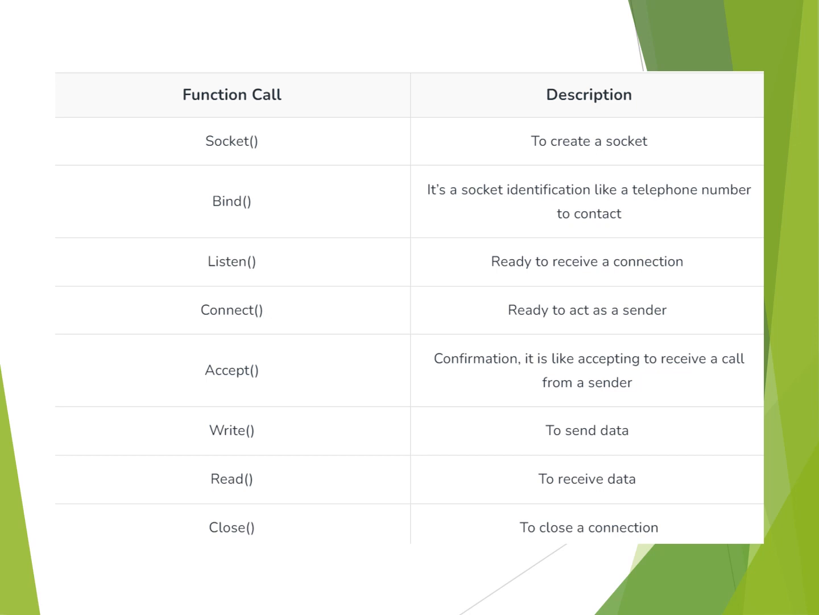And then the listen function means we are in a ready state to receive a connection. The connect function means you are ready to act as a sender. The next one is accept: after confirmation, it is like accepting a call from a sender. And then the write function is used to send the data, and to receive the data we use the read function, and to close the communication or connection we use the close function here.